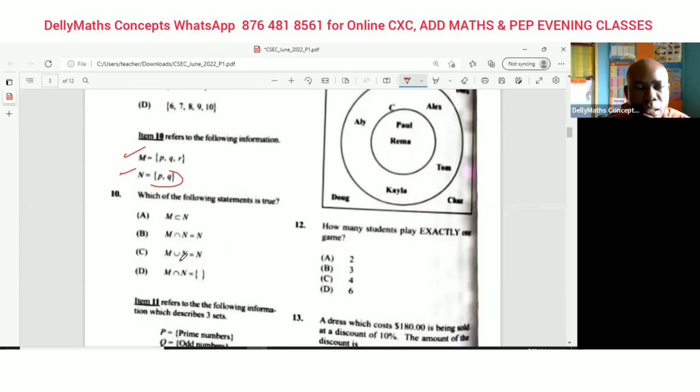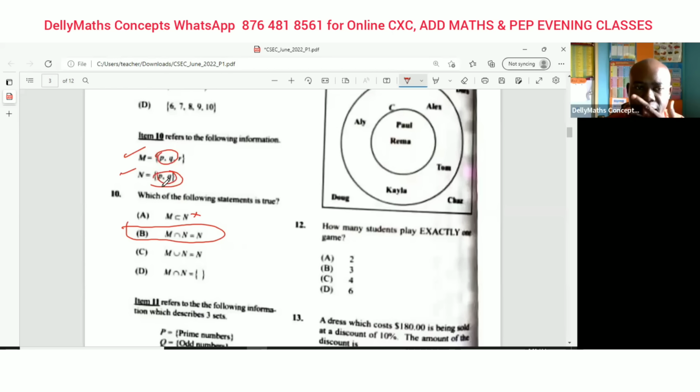M union N is N? No. M intersect N gives back N. Well, this is true because the intersection of them will be what they're sharing, and it is set N. The subset option was not there; it is incorrect because it's the other way around. N is the subset of M, not M the subset of N. So the answer is B, where the intersection of them would be these, and yes, it is the set N.